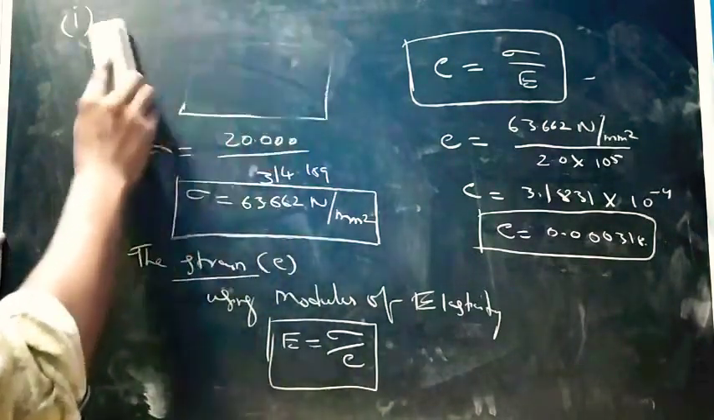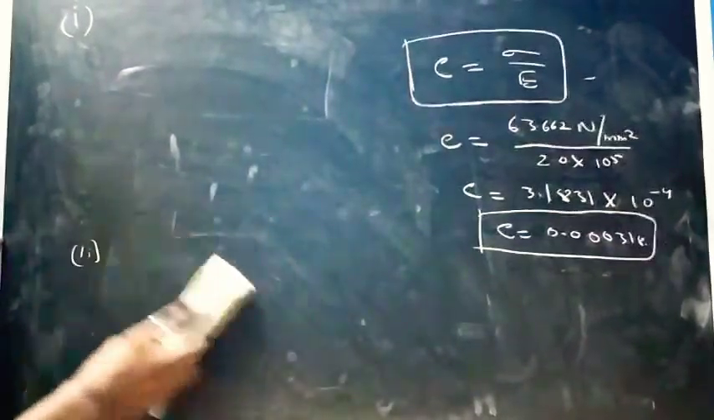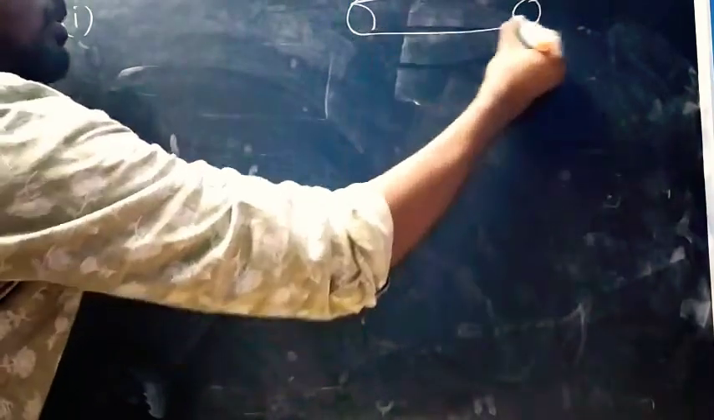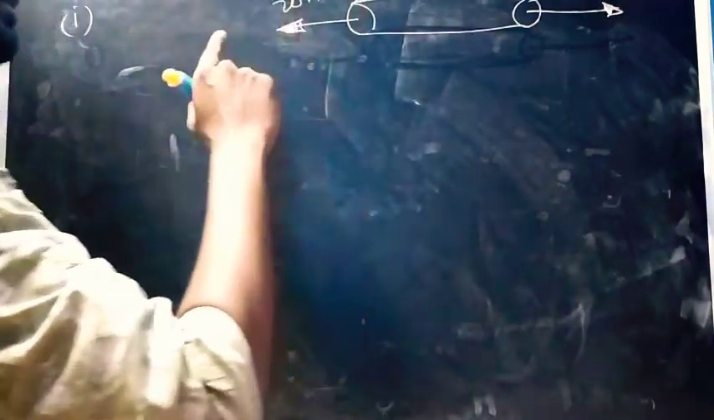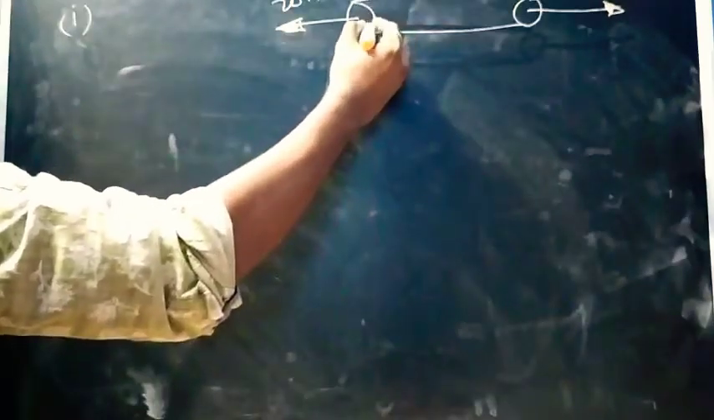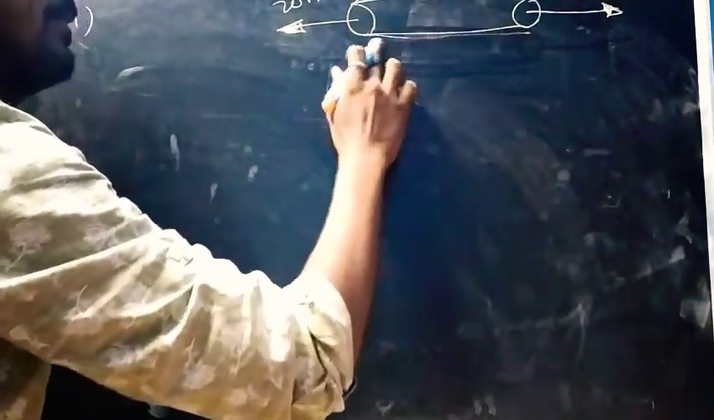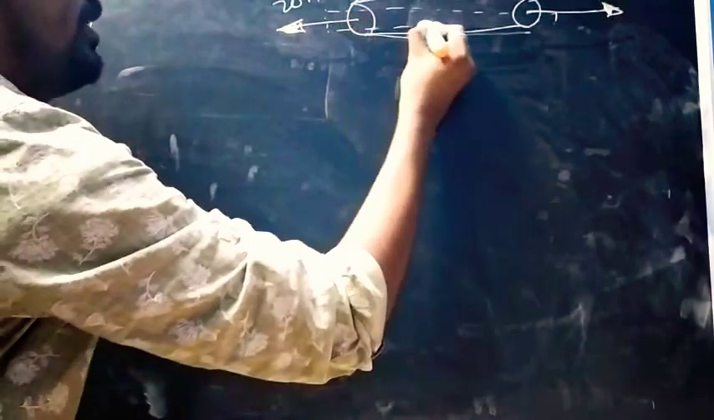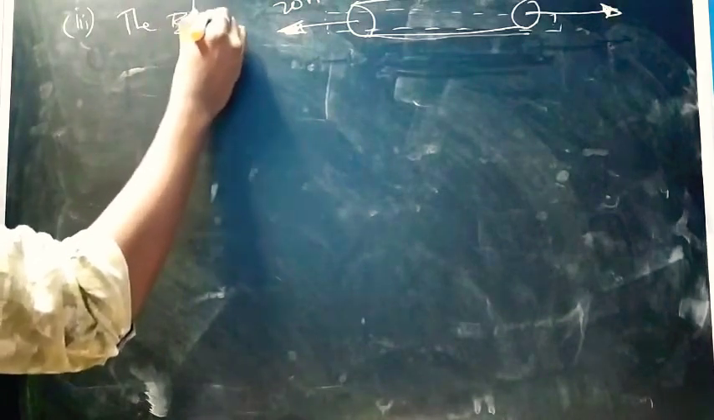Elongation. How much the rod is elongated. This is my rod, and we are applying an axial pull of 20 kilonewton, right? So we got the stress and we got the strain, and how much the rod is elongated, that is the question. That is the third question. That is elongation. So how do you find out elongation?